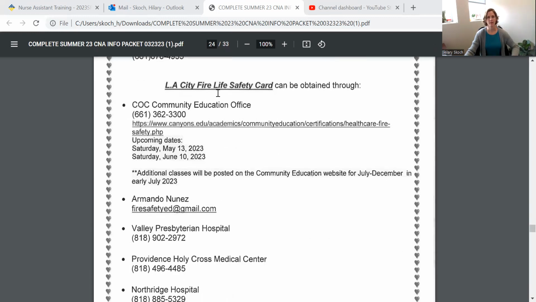Again, we need a fire life safety card from LA City. Again, these dates may not be applicable to you, so make sure you read your dates carefully on the packet in front of you to see the upcoming dates for the class. Please contact the Office of Health Professions if you will not be able to get into one of these classes, and it will affect your start date of the class where you're not going to have all of the requirements for the class in the first day.